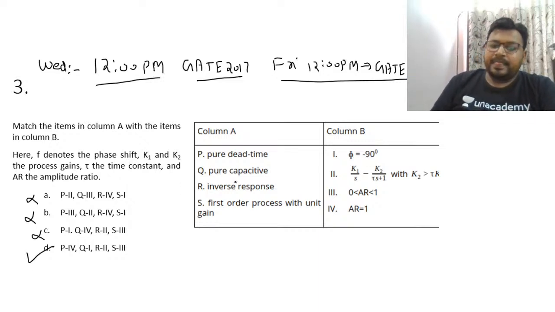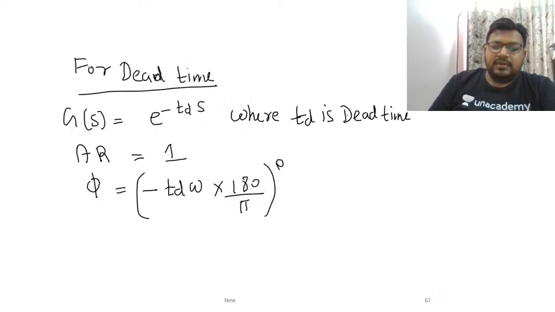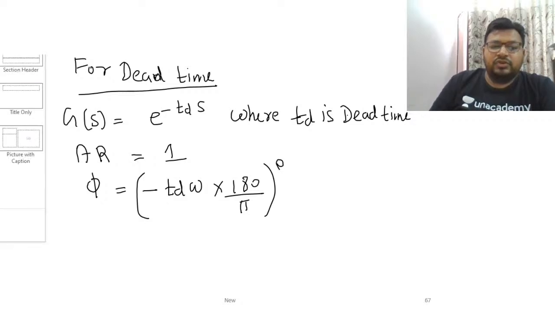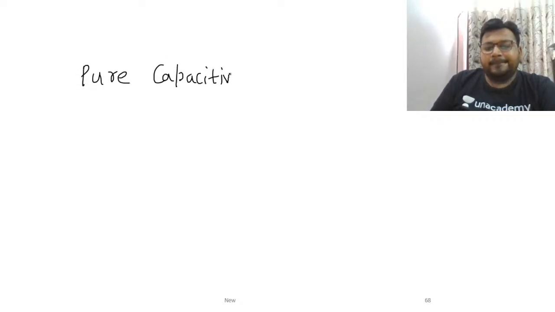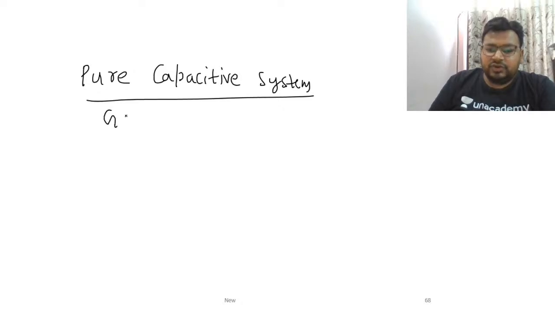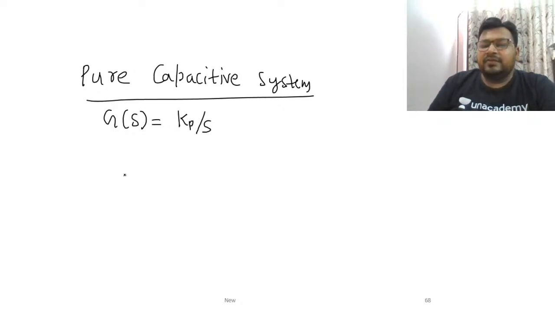ठीक है, pure capacitive system. Now for the pure capacitive system, what should you know? You should know G(s), the transfer function. What is the transfer function? It is Kp by s. That is the transfer function of the pure capacitive system.